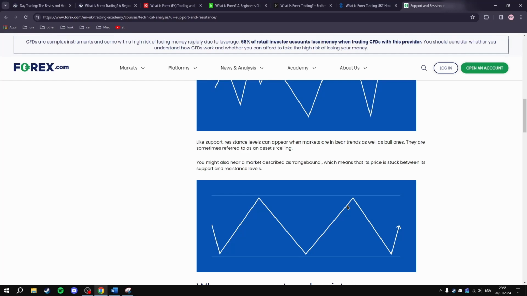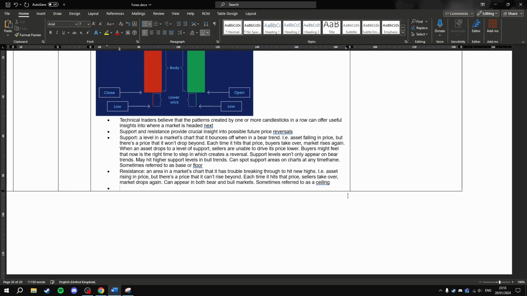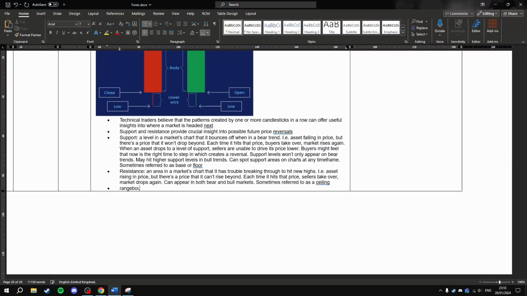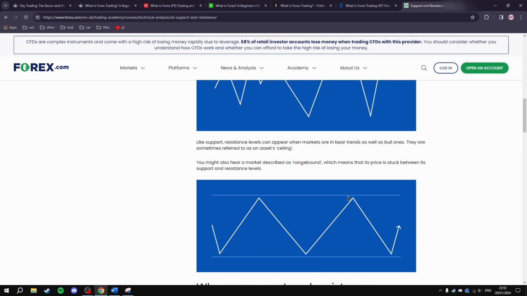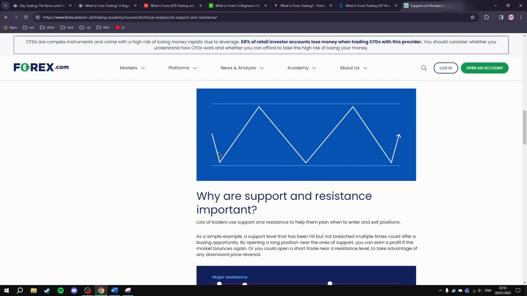You might also hear a market described as range bound, which means that its price is stuck between support and resistance levels. So boing, boing, boing, boing.